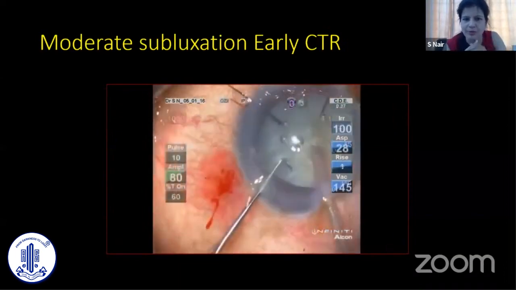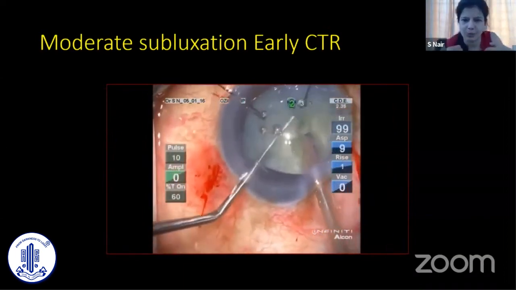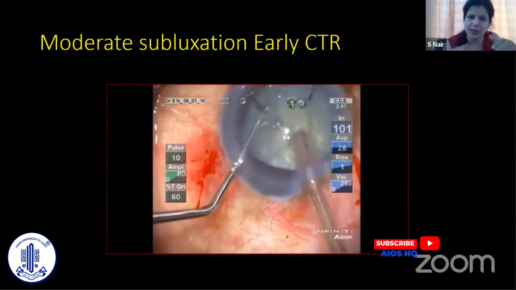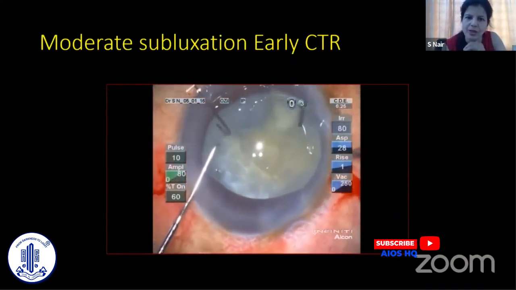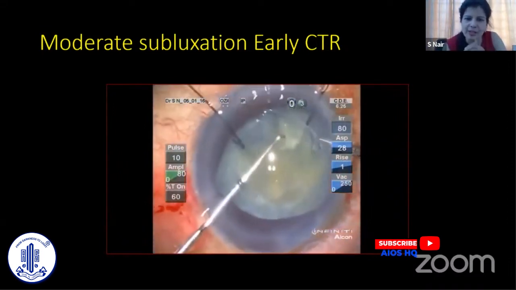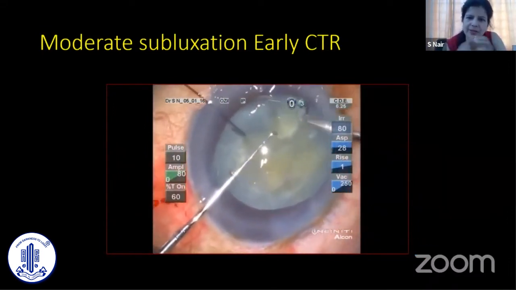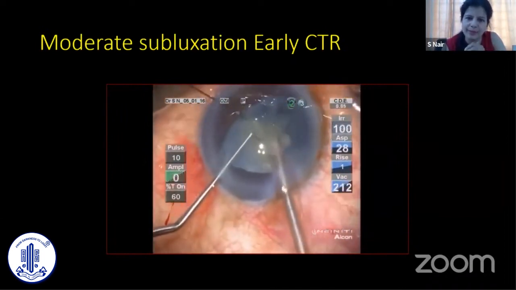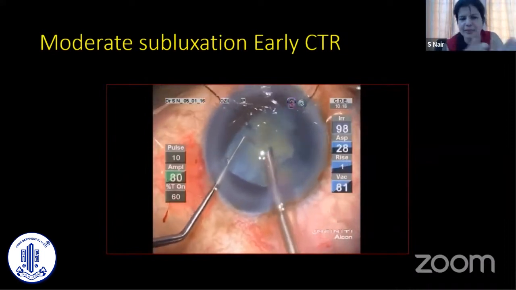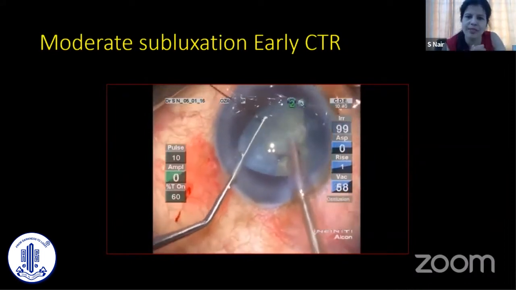So here I'm using the iris hooks, which are for vertical support of the capsule. Capsular hooks are a much better idea because they are much blunter at the point of insertion towards the capsule. Horizontal support is given by the CTR, which you can see is being implanted in the equator of the bag over here. And this provides much required stability to the lens.